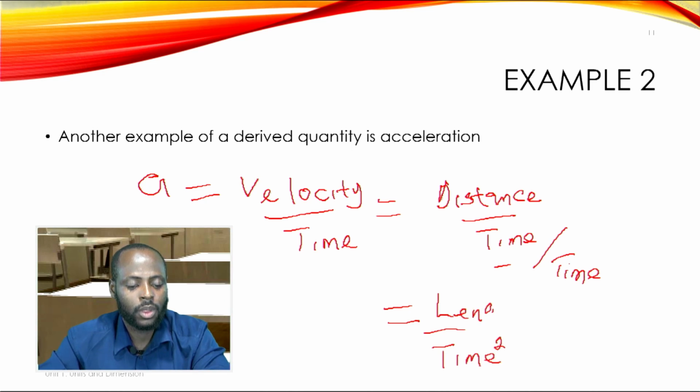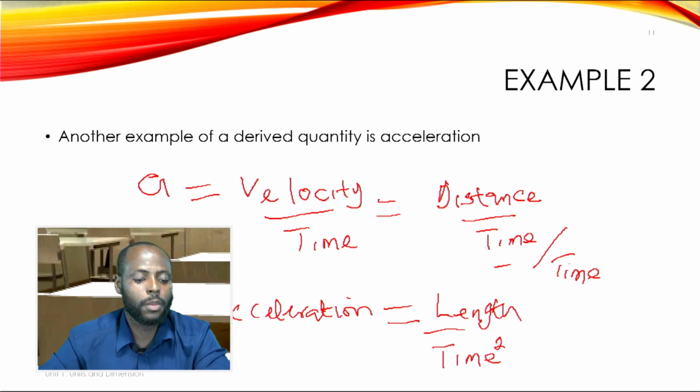As you can see, we are able to represent our acceleration from our base quantities, length and time. Therefore, acceleration is an example of a derived quantity that was obtained from the base quantities length and time.